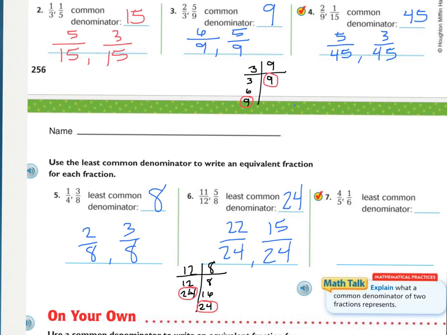Number 6 was again the least common denominator, so 24. And number 7 is the easy one with just multiplying the two together. It's also the least common multiple, but it is going to be 30, with 24/30ths and 5/30ths.